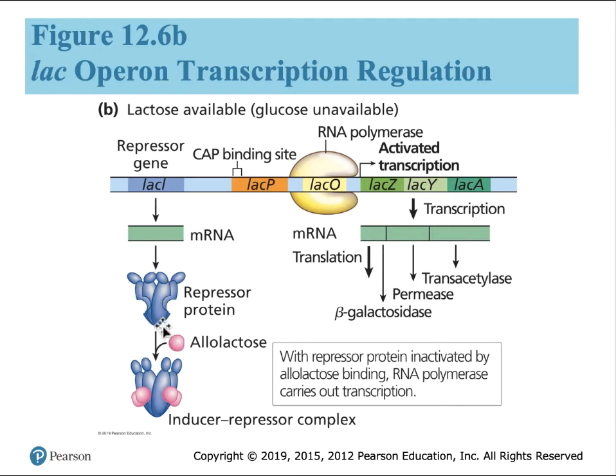The repressor binds the allolactose, and it no longer binds to the Lac-O site on the DNA. This gives an opportunity for RNA polymerase to bind to the promoter and then start making its way down across the three structural genes, producing their messenger RNA.